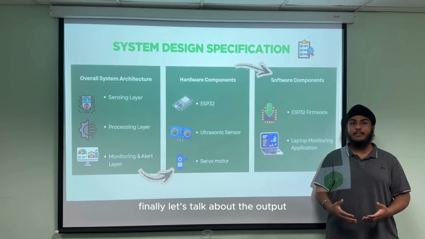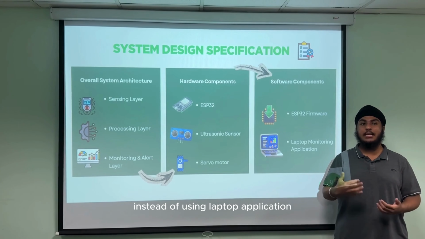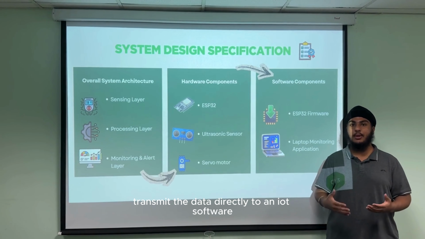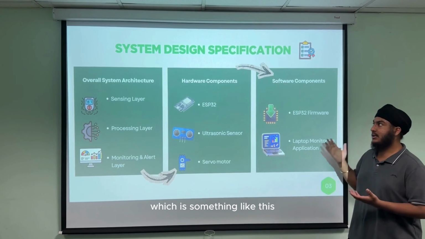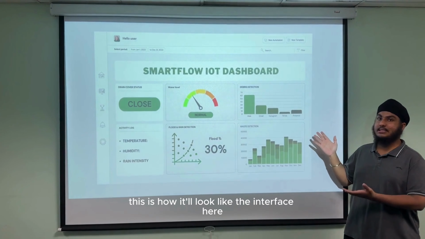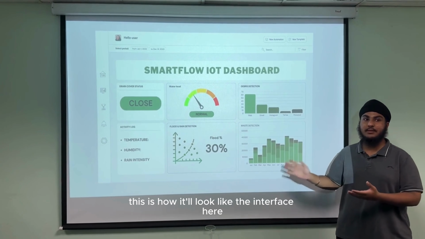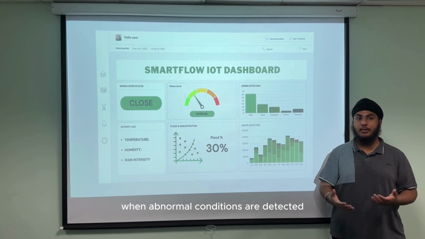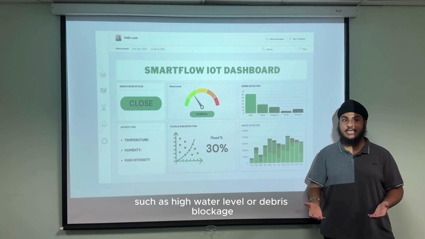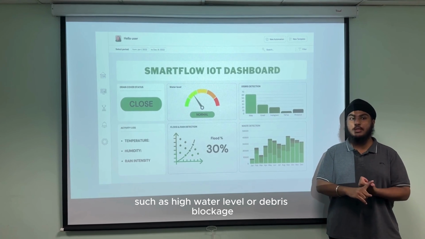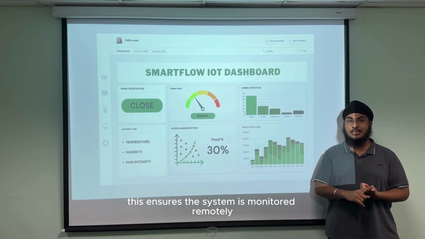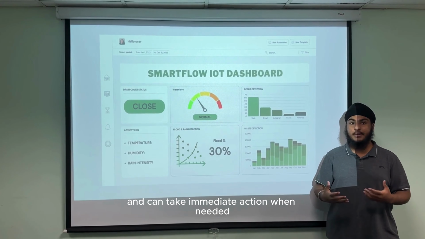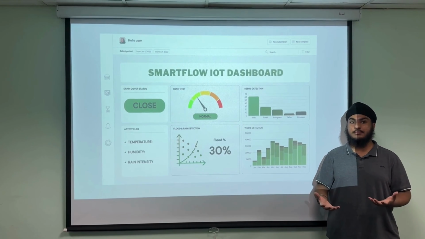Finally, let's talk about the output. Instead of using a laptop application, the system transmits the data directly to an IoT software, which is something like this. This is how the interface looks. The IoT software can trigger alerts when abnormal conditions are detected, such as high water level or debris blockage. This ensures the system is monitored remotely and can take immediate action when needed.